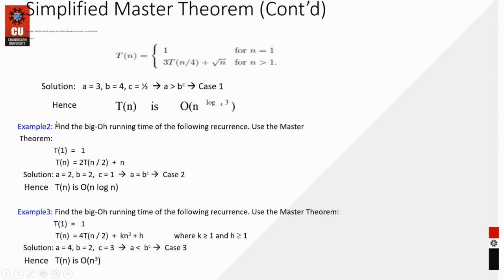If we are getting this situation, then you can write the complexity would be n to the power log 4 to the base 3. This is the a, and the b value is 4. So you can write this. Understood or not? Please try to understand this. Let me know, is it clear?